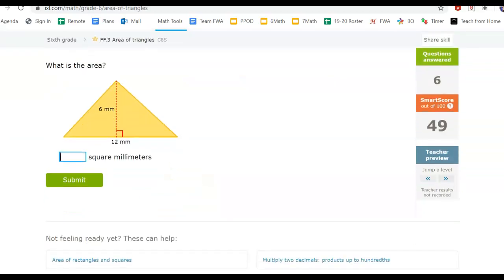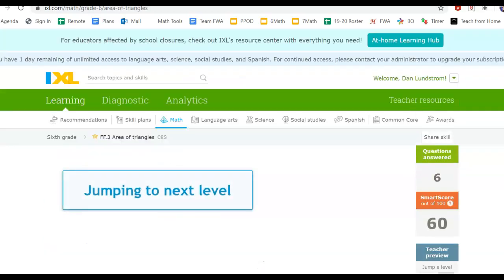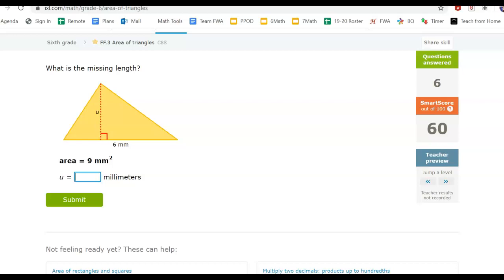Okay. And now I'm going to go on to the next level. Now we've got to work backwards a little bit. What's the missing length? It says the area is 9. So remember, half of this times this is the area. And if I know that base times height divided by 2 is the area of a triangle, now I'm just working backwards a little bit. So what times half of 6 is 9? And it ends up to be 3.